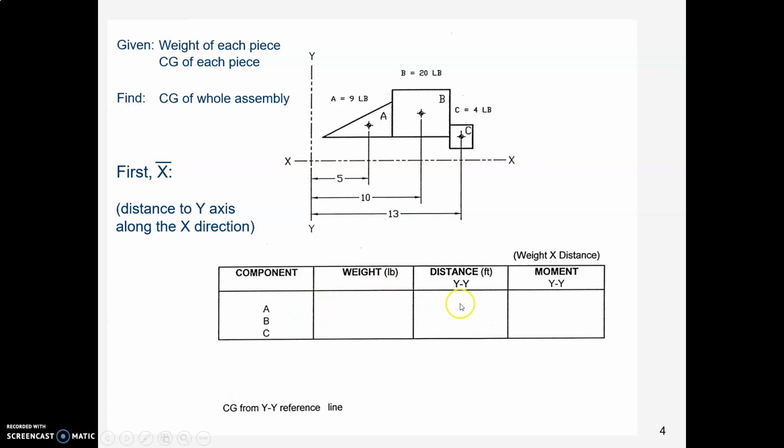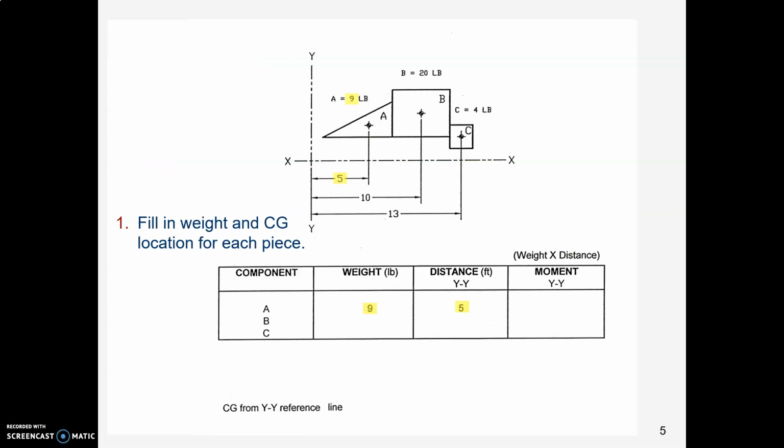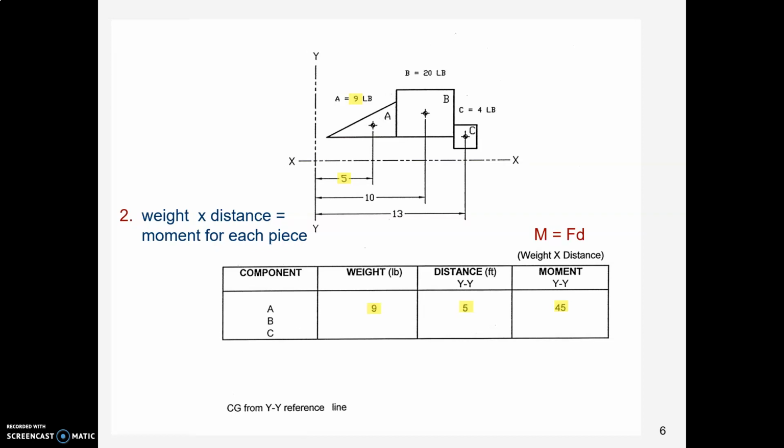What we're going to do is fill in this table. You'll see that this is a handy tool that you can use in any situation. So first we'll fill in the weight of the triangle, that's 9 pounds, and the distance to its center, that's 5 feet. And we'll figure out the moment. For right now, moment of what, we don't care. This is going to be useful in just a second.